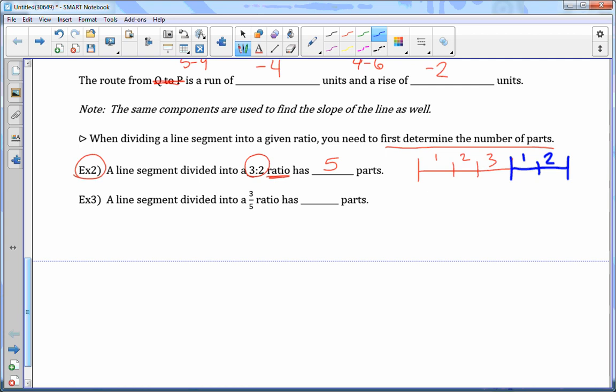So 3 on the one side, 2 on the next side. But in total, there are 5 parts. So don't be confused and think that there are only 2 parts. That's not the case. There are 5 in total.